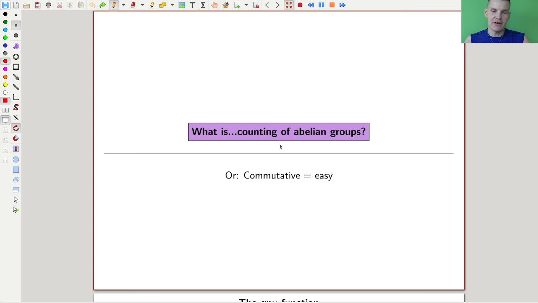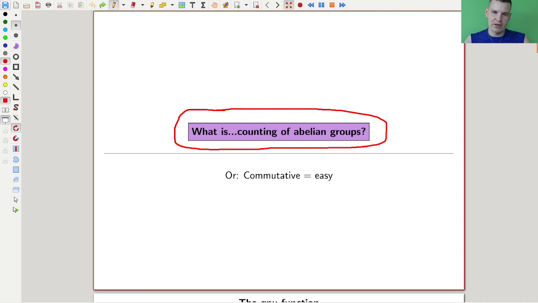It's about the counting of abelian groups. If you count groups, I will recall in a second what groups are, then this is a really difficult problem. It's terribly difficult. There are trillions of groups. There's no really any good way to count them.